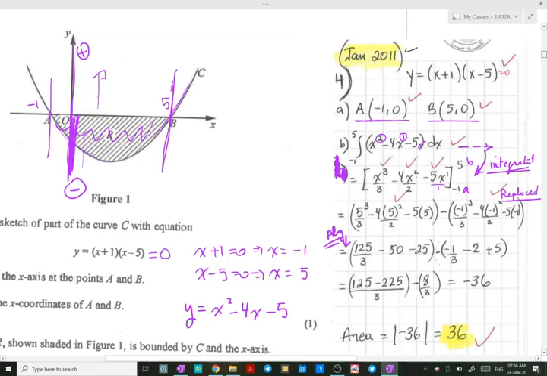But since the area is a positive number, a magnitude, therefore you write it in absolute value and you write the actual number that you found without a unit.